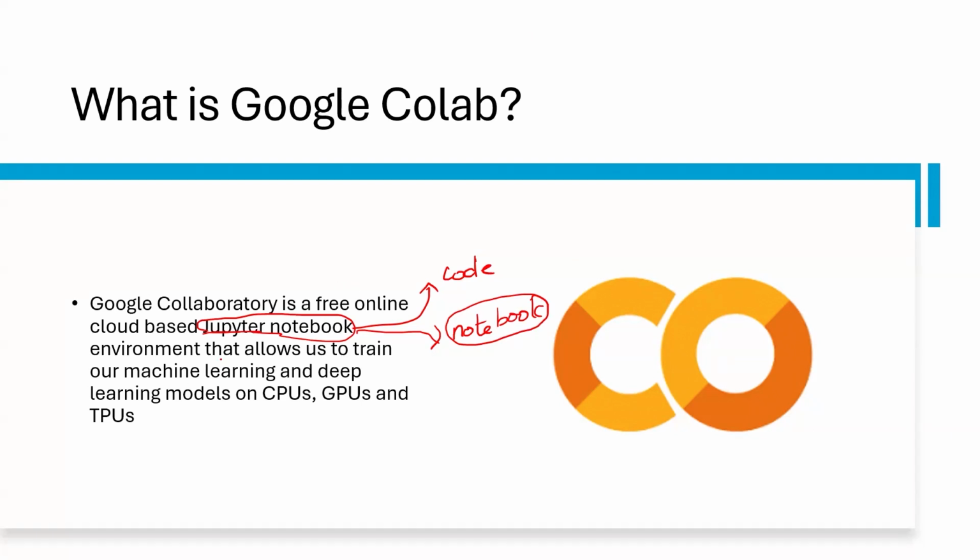It will help us train two or three different kinds of models: machine learning models, deep learning models, as well as AI models like LLM models or generative AI models. One good reason to choose Google Colab is that it can run on different units: CPUs, GPUs, and TPUs. What is a CPU? What is a GPU? What is a TPU? I will explain later once we enter deep learning.